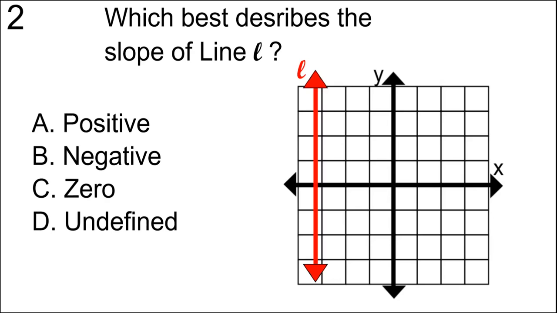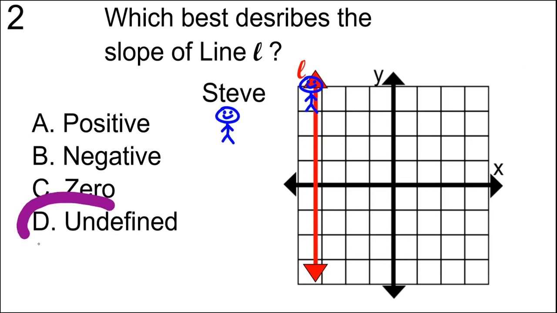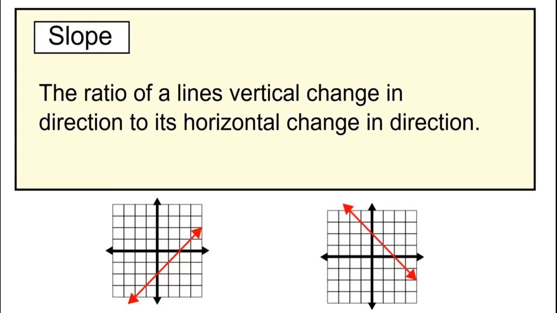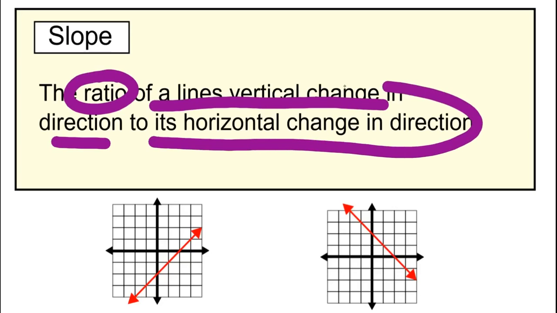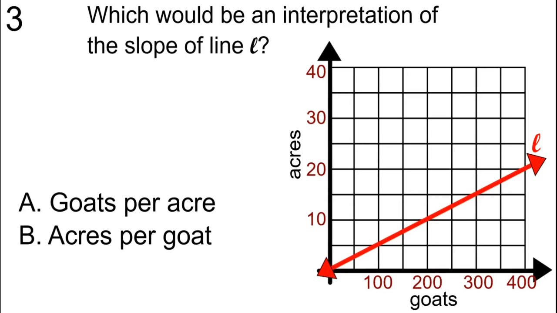Number 2 is a vertical line. Remember what we said about its slope? Since the line does not go left or right, it only goes up and down. We say the slope is undefined. Remember, the slope is a ratio of a line's vertical change in direction to its horizontal change in direction. We can use that definition to help us interpret the slope of line L in number 3.